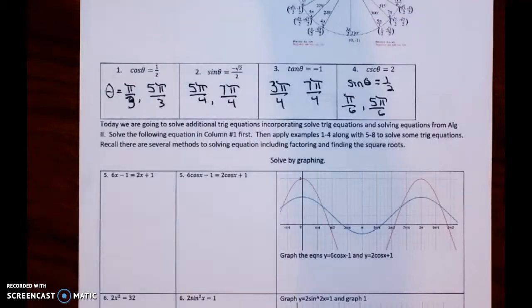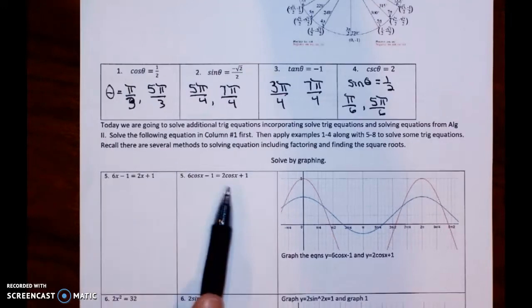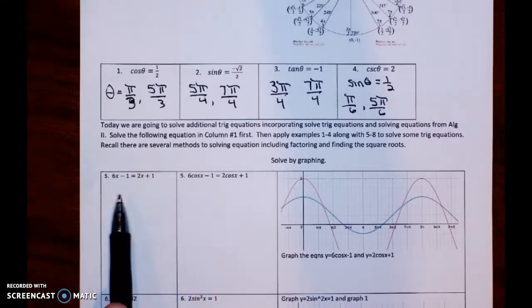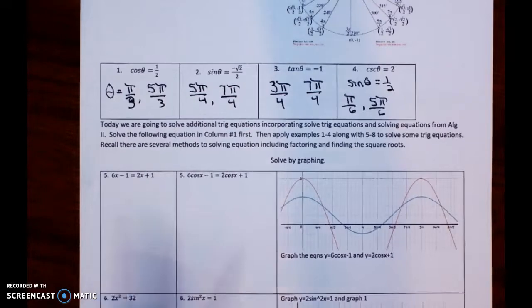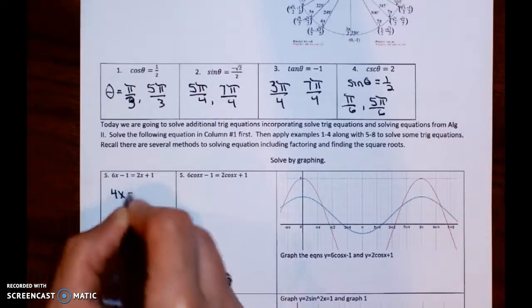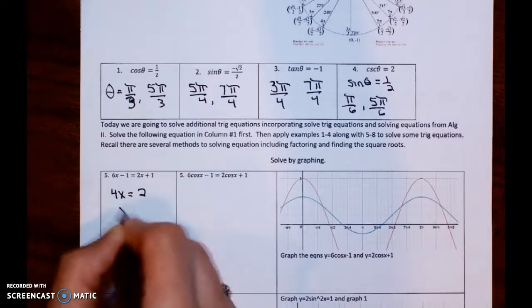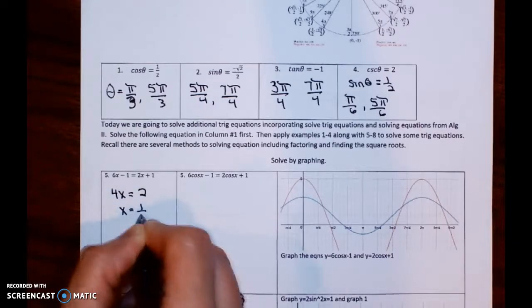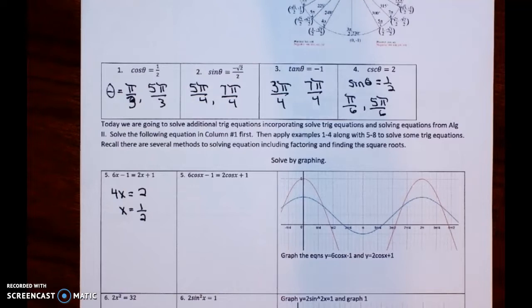Alright, moving along. I want you to think about this trig equation here similar to how you would solve a linear equation back in Algebra 1. You would bring your x's over to one side, move your constant over to the other, and then finally divide by the coefficient. We can do that same thing even when it's a trig function.